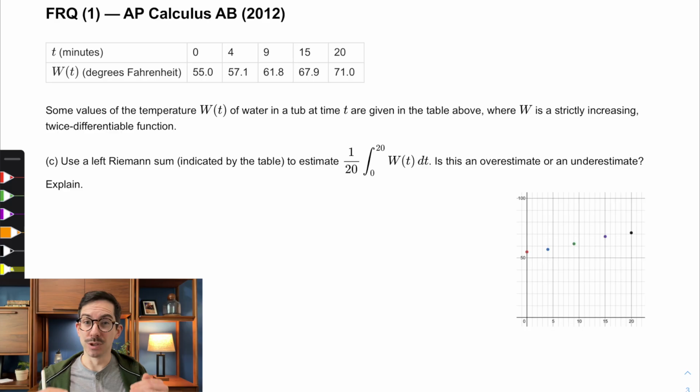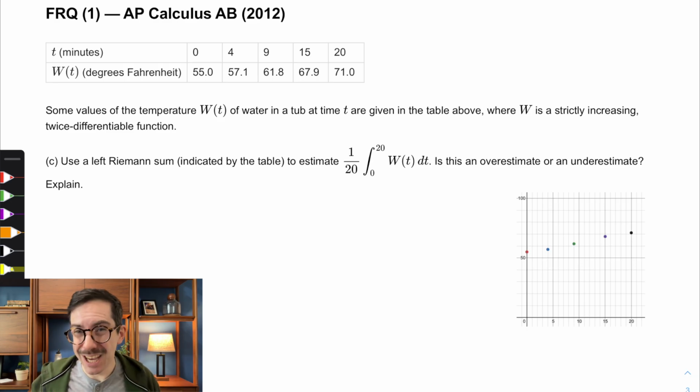Part C is probably the most involved, perhaps trickiest part of this FRQ, so let's really make sure we pause and understand it. We're asked to use a left Riemann sum, indicated by the table, to estimate 1 over 20 times this definite integral. Then we're asked, is this an overestimate or an underestimate of the true value of this quantity? And we need to explain what is going on.